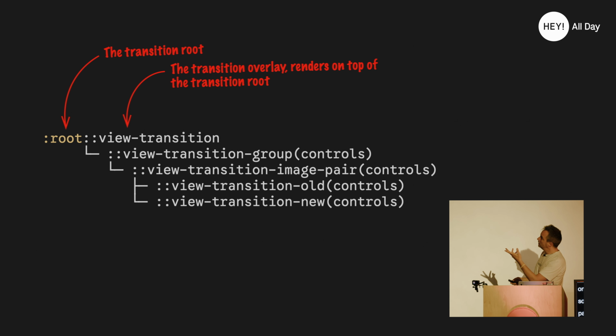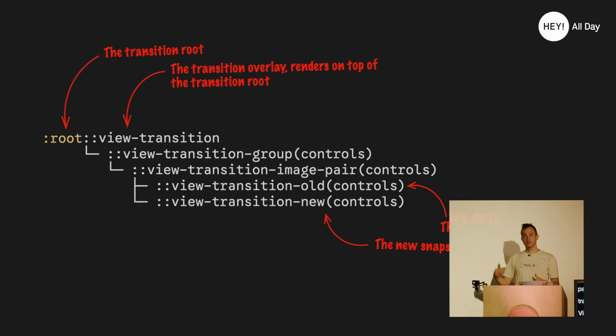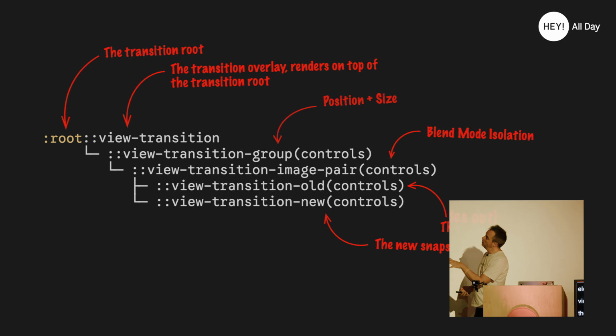We recognize the old there. The browser will automatically fade that one out. We recognize the new snapshot there, so that one will fade in. So it will be like a crossfade from the old state to the new state. Then we have the image pair right there, which is for blend mode isolation, because we don't want pixels underneath to participate in the blending. And finally, we have the group, which is responsible for the positioning and the sizing.